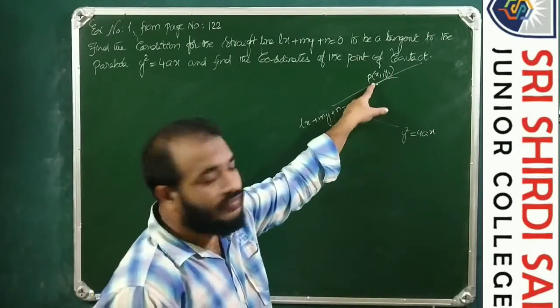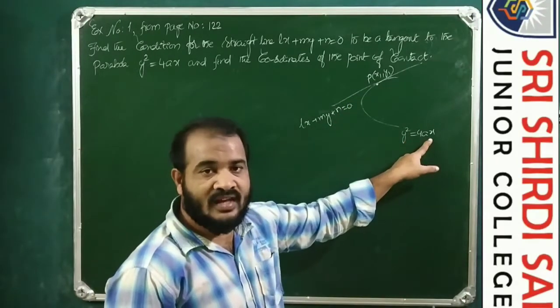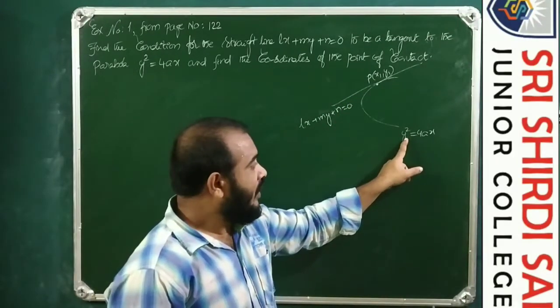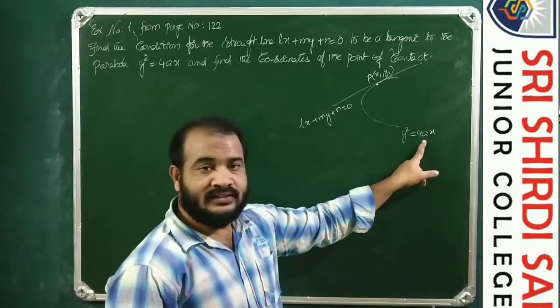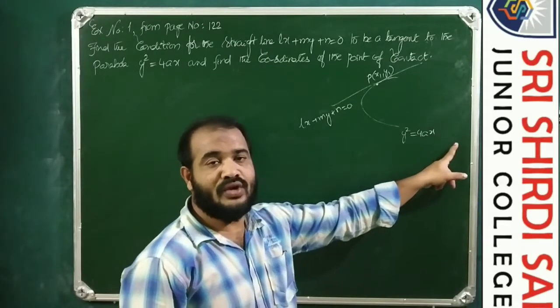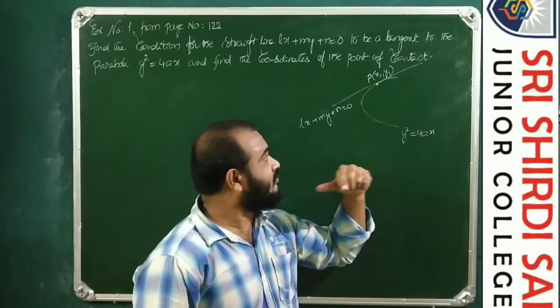So at P(x1, y1), the equation of the tangent to the parabola y² = 4ax is S1 = 0, that is y·y1 = 2a(x + x1). So 2ax − y1·y + 2ax1 = 0, where x1, y1 are constants. This is a straight line.